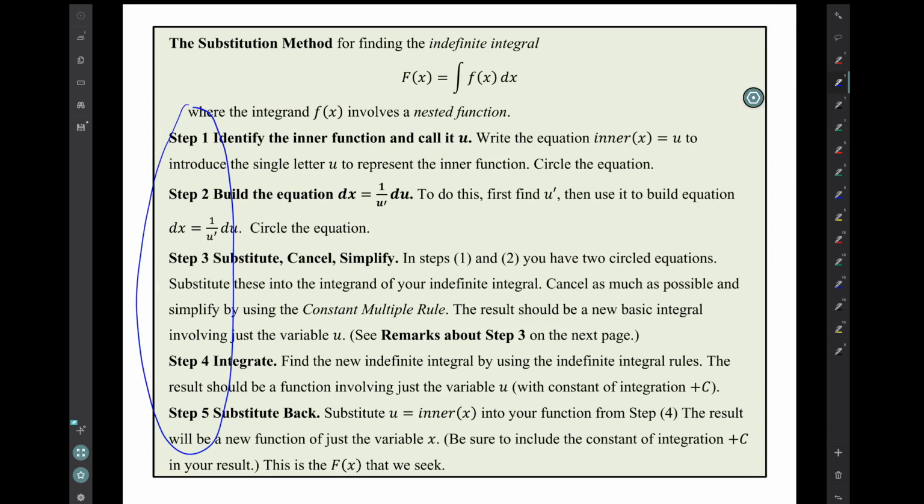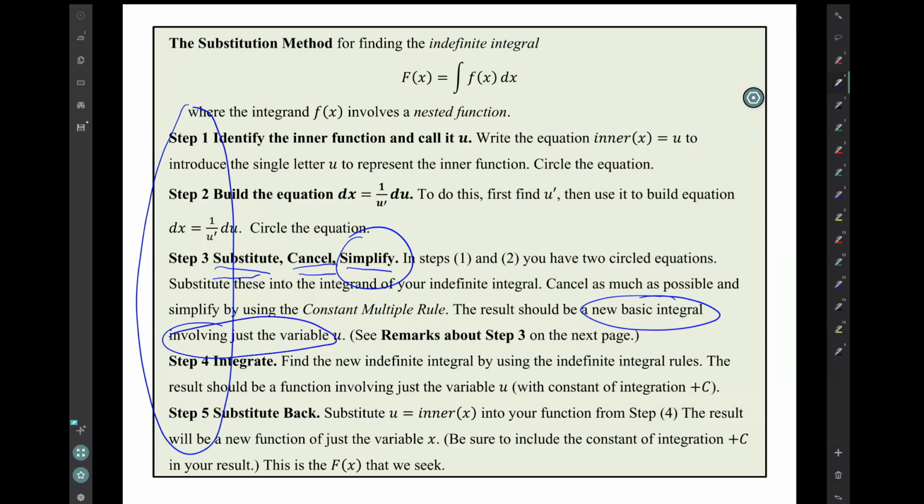And remember that step 3 of that method was substitute, cancel, simplify. And recall that in the previous video, in all the examples that we did, there was no simplifying to be done. That is, after we substituted and canceled, we had a new basic integral involving just the variable u.